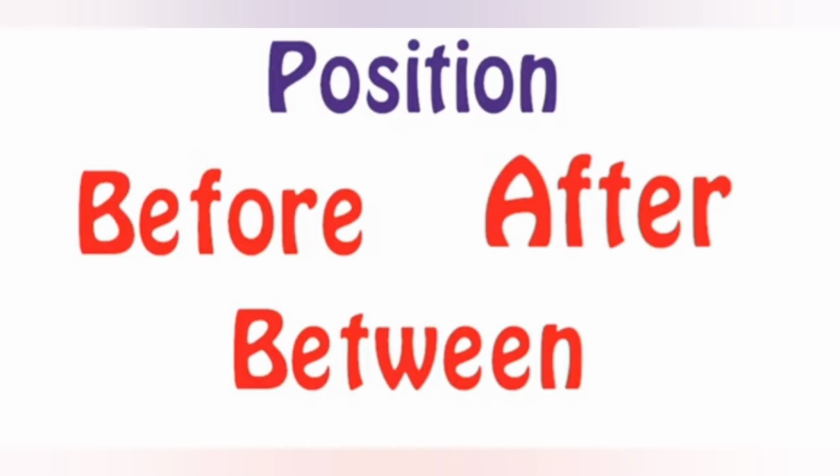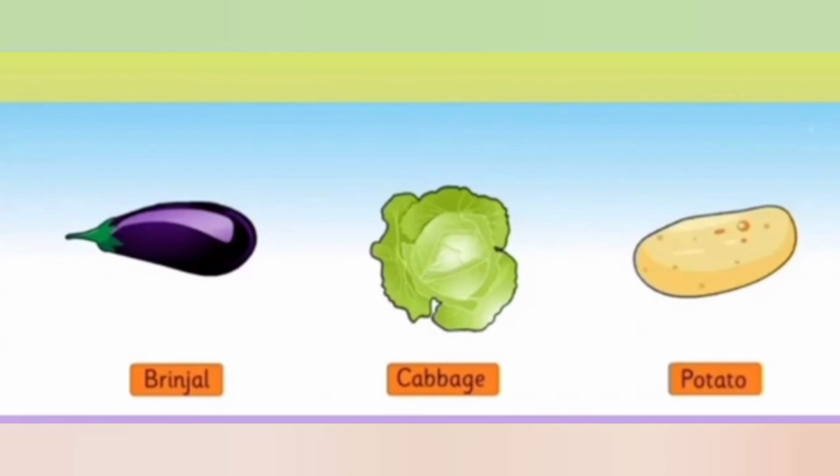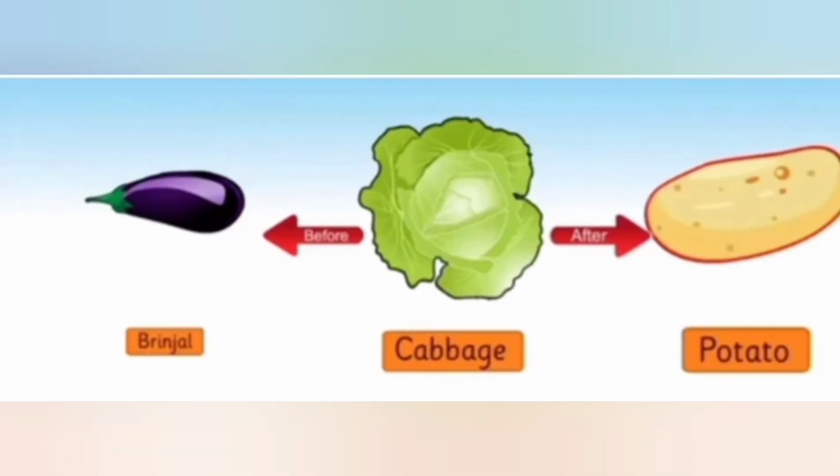Now, the topic we are going to revise is about before, after and in between. We can understand the topic with the help of example. Here, 3 veggies are there. Vegetables are given here. Brinjal, cabbage and potato. Now, let us understand the positions of the vegetables.